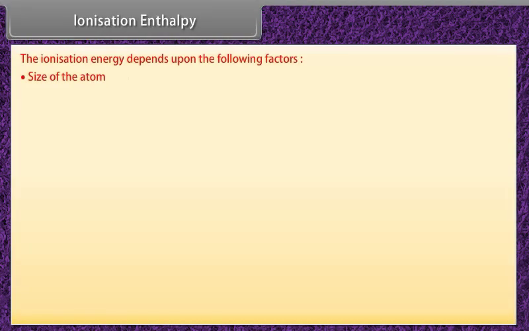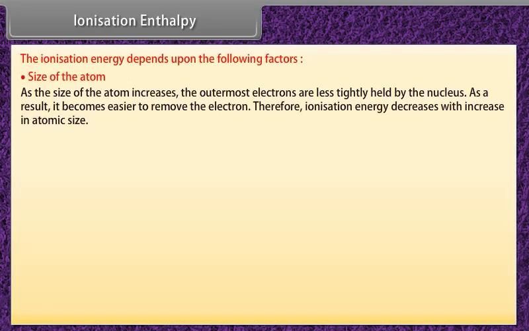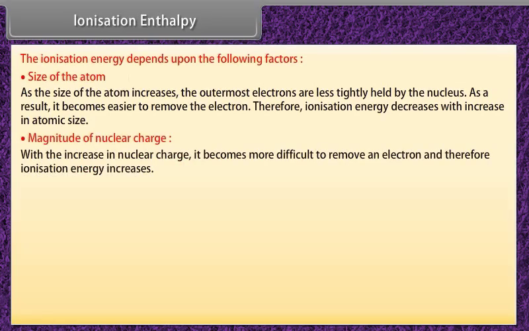Size of the atom. As the size of the atom increases, the outermost electrons are less tightly held by the nucleus. As a result, it becomes easier to remove an electron. Therefore, ionization energy decreases with increase in atomic size. Magnitude of nuclear charge. With the increase in nuclear charge, it becomes more difficult to remove an electron and therefore ionization energy increases.